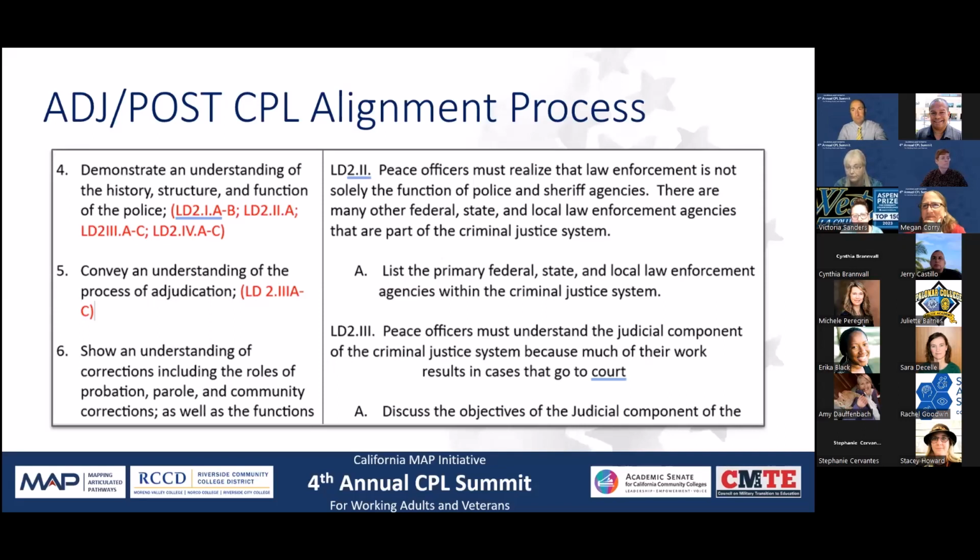You can look at number 5, LD 2.3A through C. This is talking about the judicial component, which happens to be the second component within our criminal justice system.